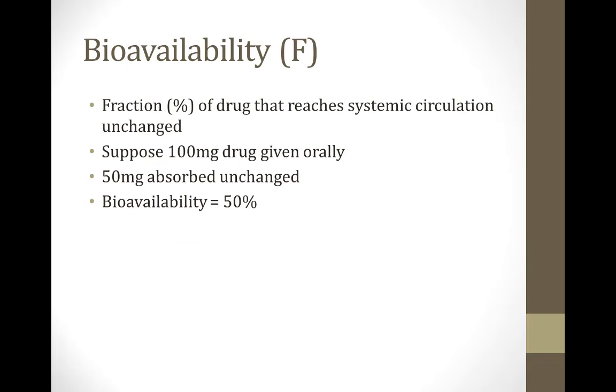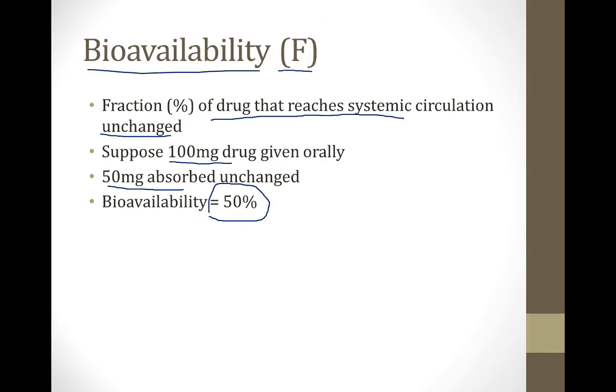The method by which you administer the drug affects how much of it will be available to the body. We describe the amount of drug that's available to the body as the bioavailability, which is usually abbreviated with the letter F. The bioavailability is the percent of the drug that reaches the systemic circulation unchanged from its initial form. Suppose you gave 100 milligrams of a drug orally, but after absorption and metabolism, only 50% reached the bloodstream unchanged. Then you would say the bioavailability of that drug is 50%. This gives us an indication of how much the drug gets altered as it moves its way into the circulation from whatever route you chose to administer it.